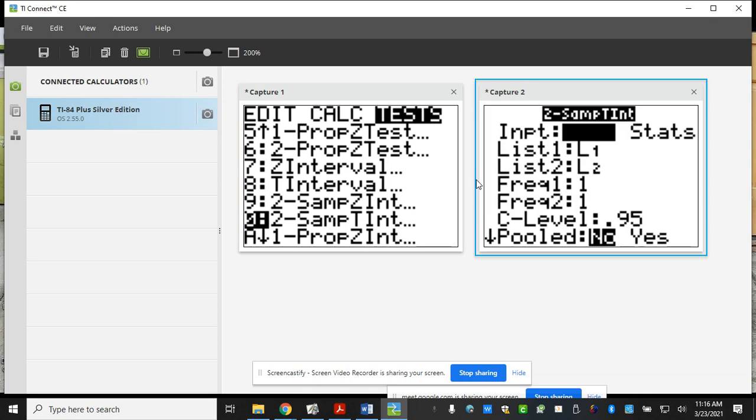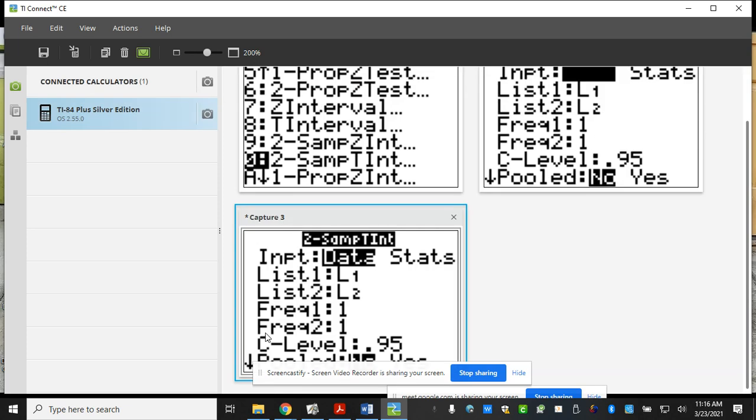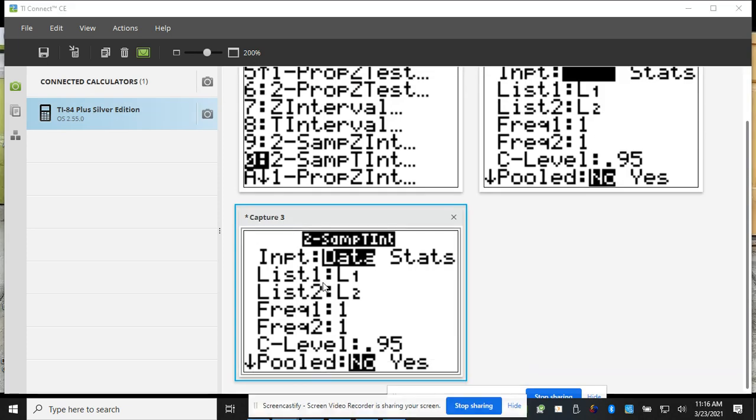Now, I have 2 options up top. I have data and stats. If I wanted to go in and figure out what all of my different X bars and S's are, I would type in stats. But I already have it all in my calculator, so there's no reason to do that. So right now my list 1 is L1. That's my first one. My list 2 is L2. Frequency, you leave at 1. My confidence level is 0.95. For our class, we do not deal with pooled with means. We only deal with pooled with proportions. So just put no always for right now. And then calculate.